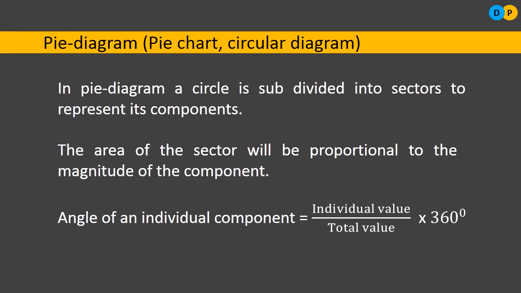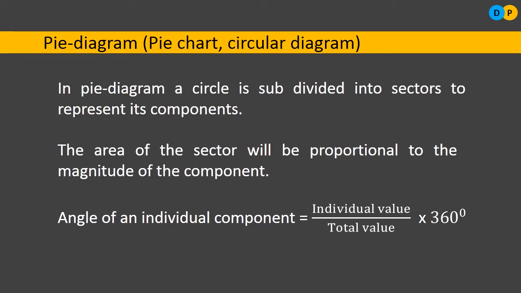And how are you going to find the angle? Why is the angle of each individual component required here? Because the complete circle is 360 degrees. So you need to consider what the angle is for one particular sector, that is, how much area will come under that sector. In order to find that, you need to know the angle of the individual component.